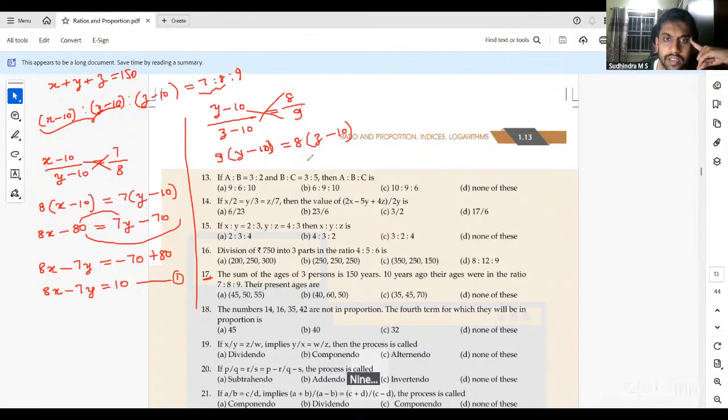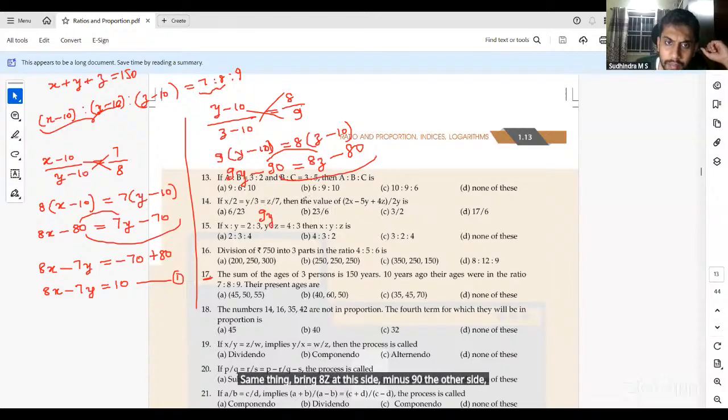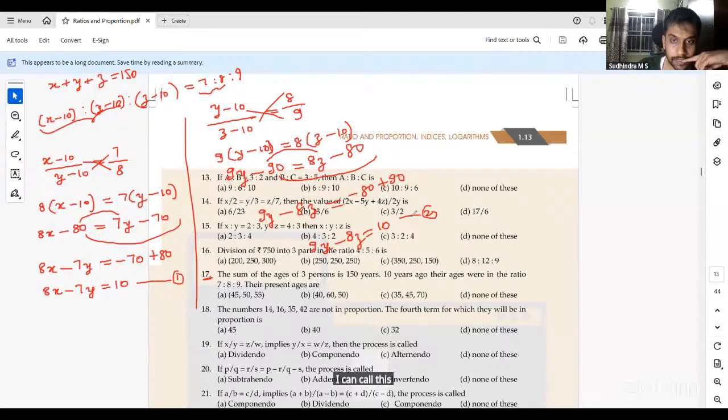9 into y minus 10 is equal to 8 into z minus 10. 9y minus 90 equals 8z minus 80. Same thing: bring 8z this side, minus 90 the other side. 9y minus 8z equals minus 80 plus 90. We get 9y minus 8z is equal to 10. I can call this equation 2.